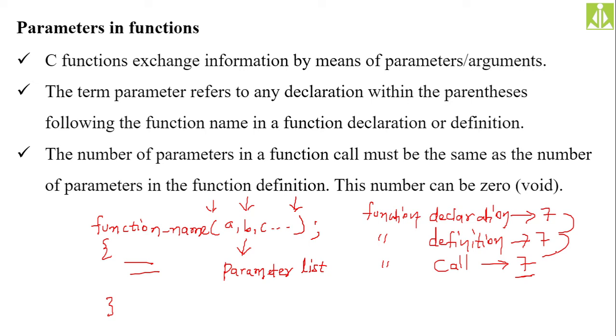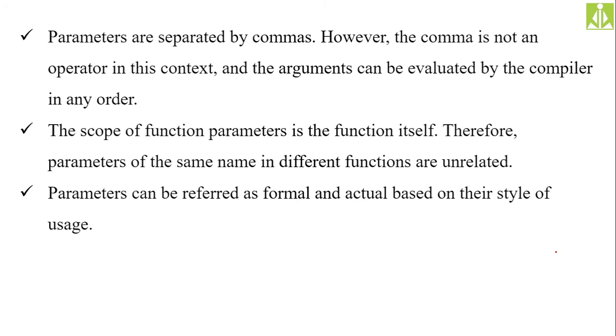If you don't want to pass any parameters to your function, you simply make the parameter list void. It indicates that the function is not receiving any values. If you have more parameters, we separate them by using a comma between the parameters. The scope of the function parameter is the function itself. So whatever input you are giving to the function, that parameter's scope is limited to that function only. Outside of that function we cannot access the parameters.